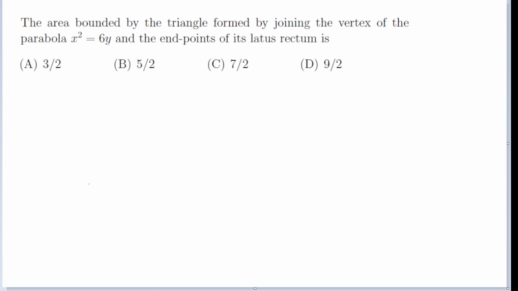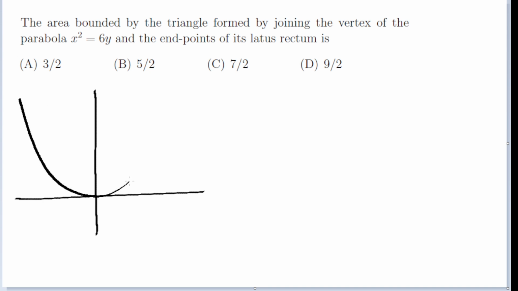Now moving on to the next question: the area bounded by the triangle formed by joining the vertex of the parabola x square equal to 6y and the end points of its latus rectum is what? Let's observe the equation of the parabola. It is x square equal to 6y. So it is a parabola that opens upwards and it has the vertex at origin. So this is the parabola.